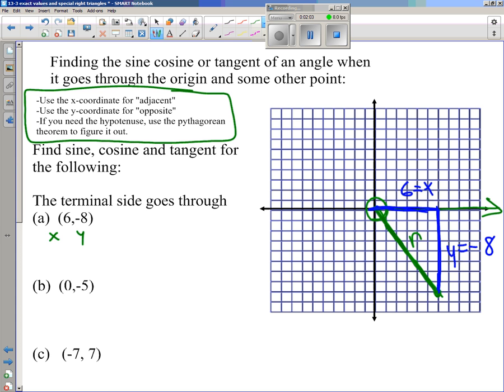All right? So we have r squared equals 6 squared plus -8 squared. R squared equals, well, 36 plus 64, so r equals 10. Okay?